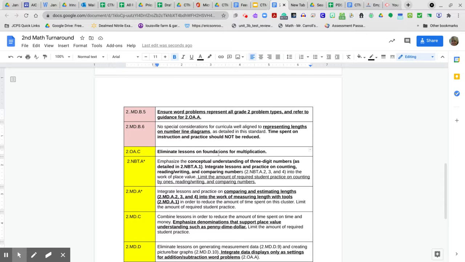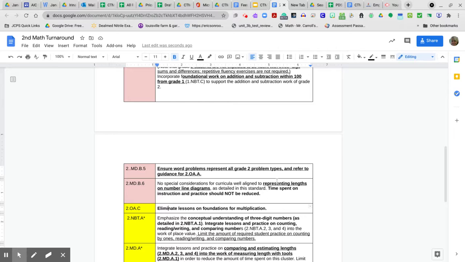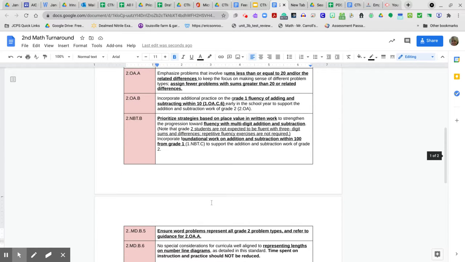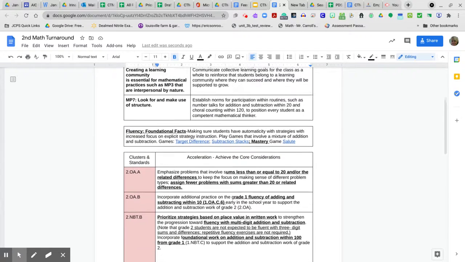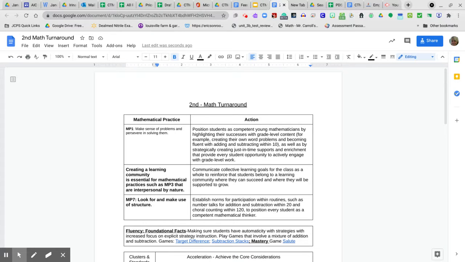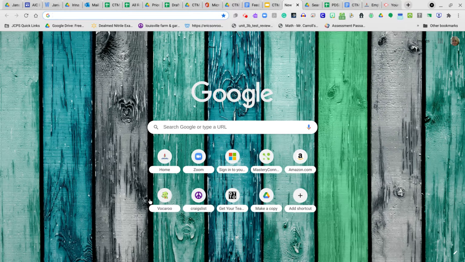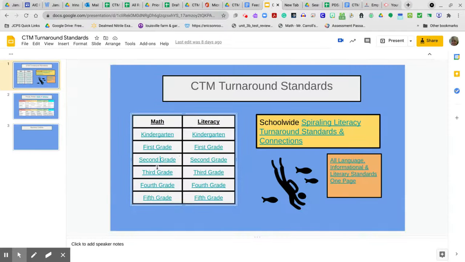So in second grade, that's not going to really support your students. Representing lengths on a number line diagram is really going to support your students. So time spent on instruction and practice should not be reduced. It just helps you understand what's really important as we're teaching in this NTI world that we're in. X out of that, and let's go back to third.